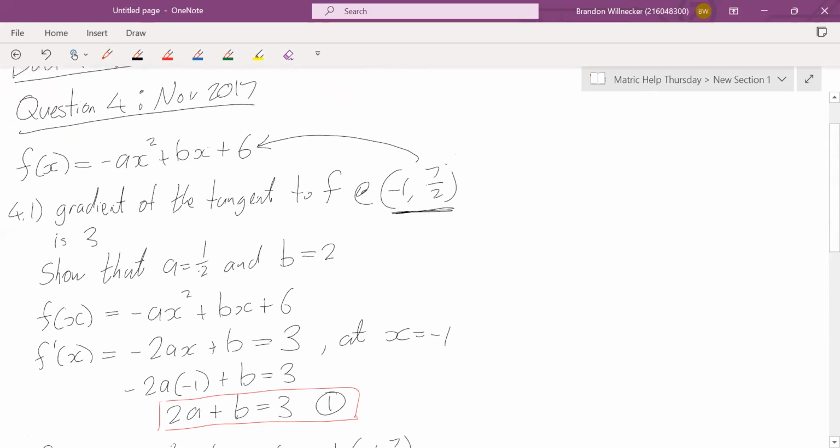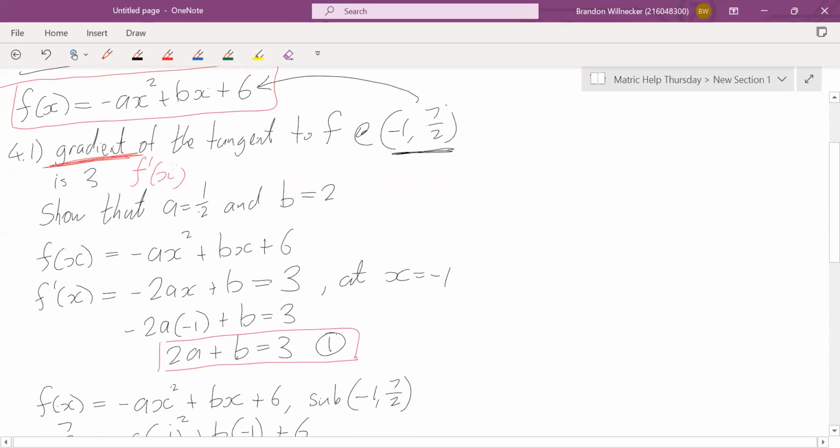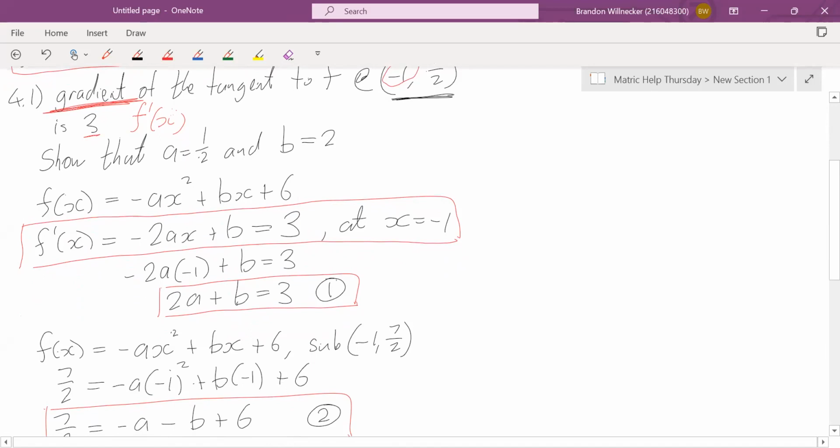So we've got our function f, that's this parabola over here. We know that the gradient, so that means f prime, that's what gradient is. F prime of x at this point is 3. So that's what we're doing over here. We take f prime, we do the derivative there. We get minus 2ax plus b is equal to 3, because that's what we said the gradient was. But it was at this point, so x must be minus 1. So we can substitute minus 1 and we get equation 1.